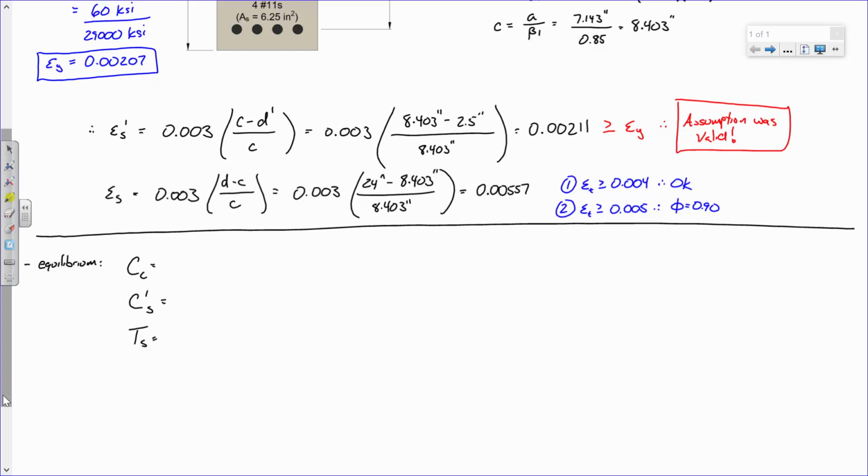Now let's start off with the last one. What's the tensile force in the steel down below? It's As Fy, right? Is everybody okay with that, or am I going too fast? All right. So this was 6.25 square inches, this is 60 ksi. And what does that equal?